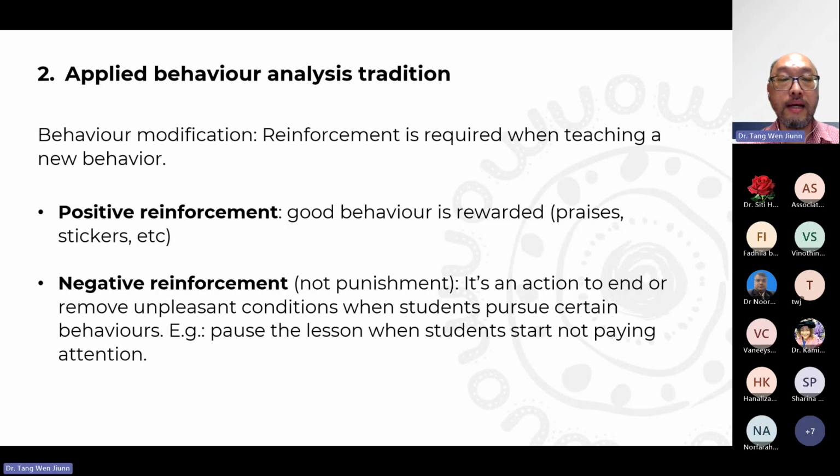Another one is negative reinforcement. This is an action to end or remove unpleasant conditions when students pursue certain behavior. For example, pause the lesson when students start not paying attention. We stop something, so once they're aware that when they do something incorrectly they will receive a certain action, they will try not to behave in that way.